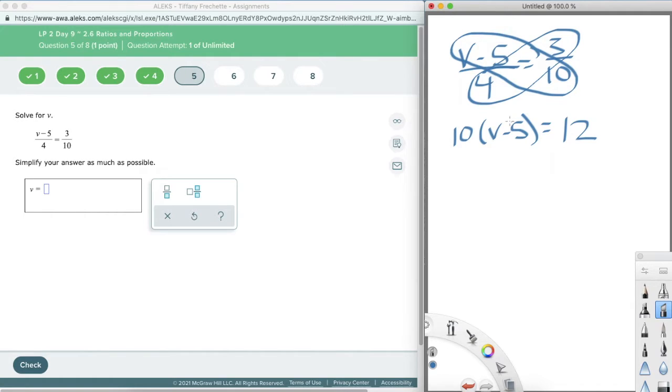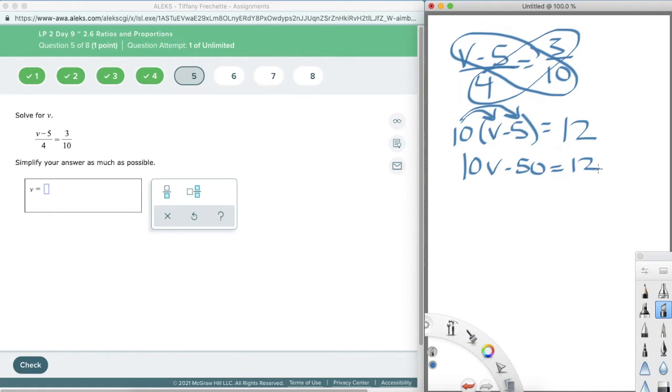So now before I can start getting v by itself, I'm going to need to distribute this 10. So it's going to be 10 times v, which is 10v. 10 times negative 5, which is negative 50. That's going to equal 12 because nothing happened to the 12 on that side. All right, now I can start to solve. So this is going back. We're kind of at the point where we're at a two-step equation now, or we have 2 steps left.